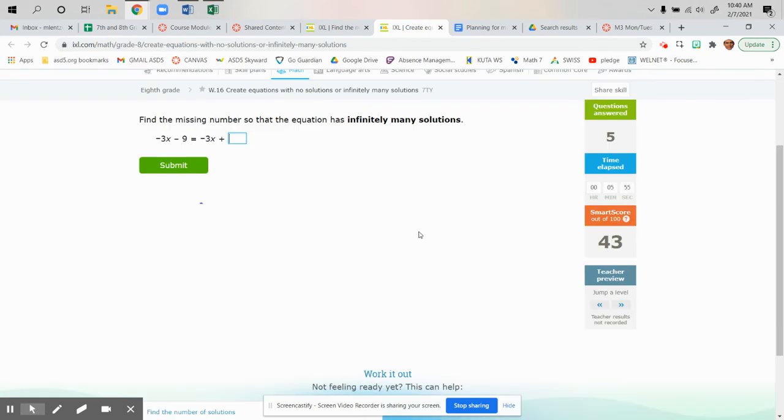All right, hopefully this is the one I want. So, where's my pen? Now, infinitely many. So, negative 3x, minus 9 plus something. Some of you might say, oh, there's a 9 there, there's a 9 there, so the answer is 9. That would be wrong, because negative 9 equals positive 9 is not true, so that'd be a no solution. Here's the trick, though.